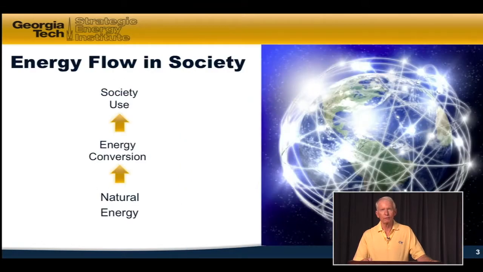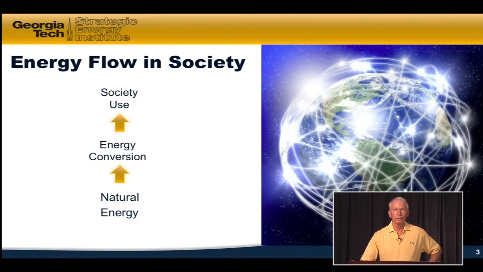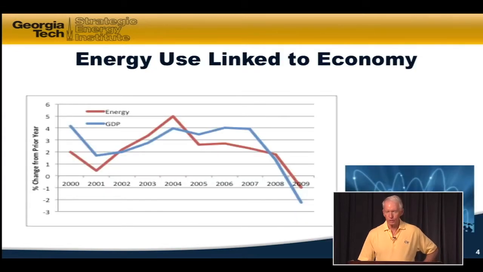We remind ourselves of the energy flow in society, where the society use is the tail that wags the dog that creates the need to use the Earth's natural resources and then convert that energy into the form that society wants. The linkage between energy use and the economy has been studied and is fairly clear in the literature.